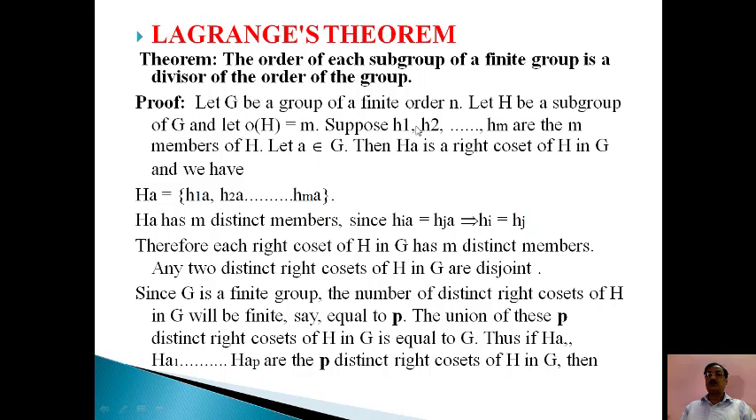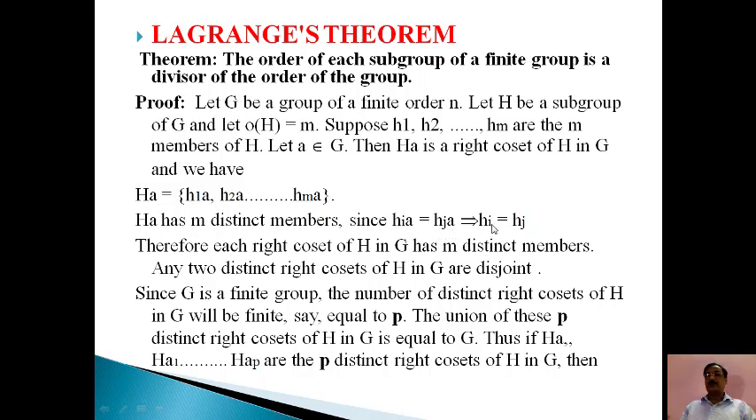Now suppose H1, H2, up to Hm are the m members of H. Let A belong to G. Then HA is a right coset of H in G, and HA is written as H1A, H2A, and so on up to HmA. HA has m distinct members, since HiA equal to HjA implies Hi equals Hj.